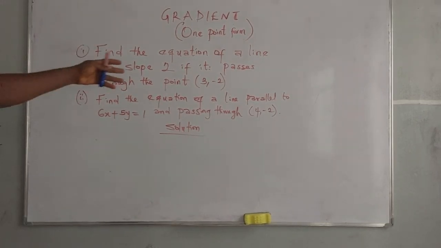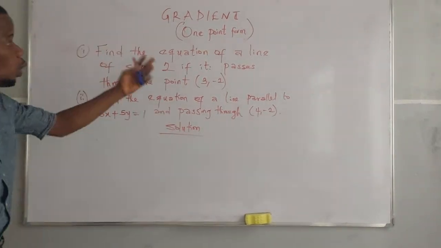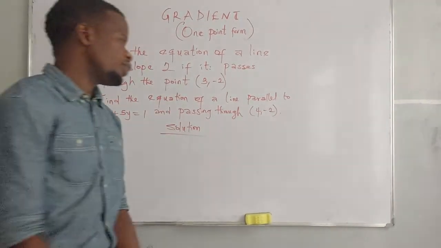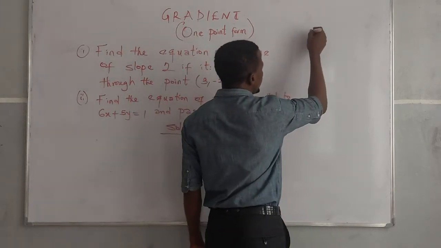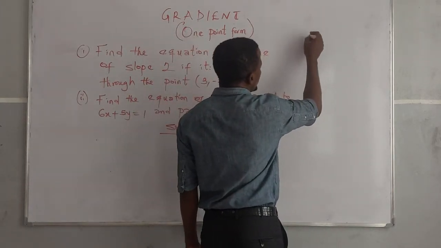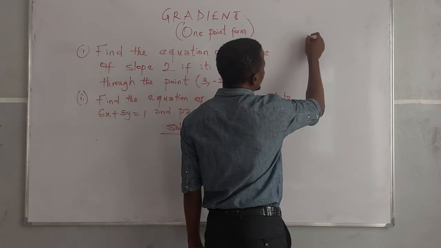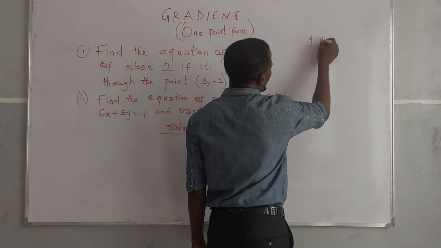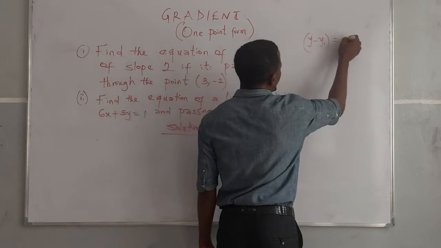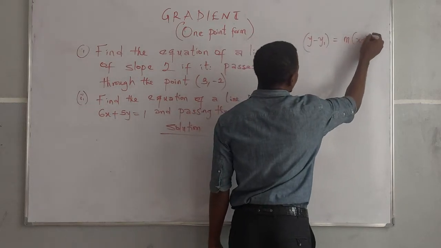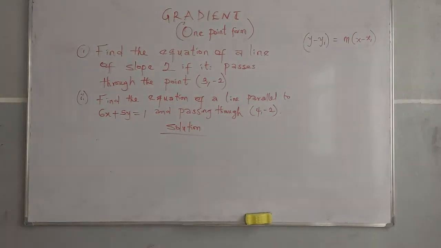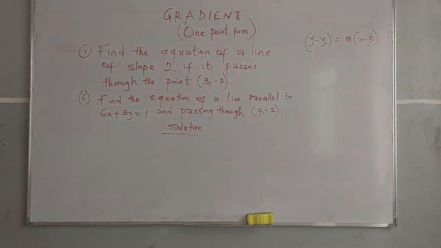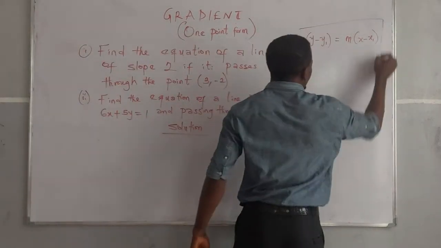Today we're talking about gradients, and we have the 1-point form. What's the 1-point form? Let me just write the formula. The formula for the 1-point form, we should have our gradient m, so we have y minus y1 equals m open bracket x minus x1. This is the formula for the 1-point form. So with the help of this, let's solve it.